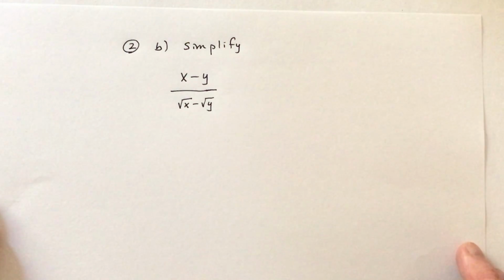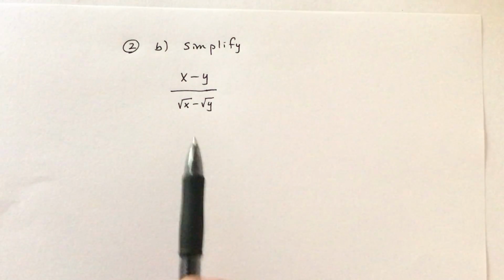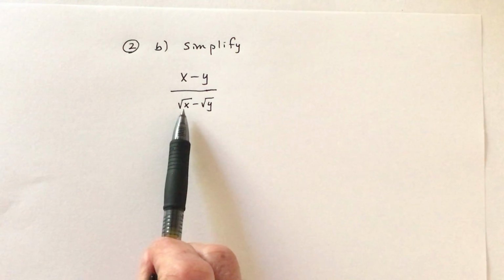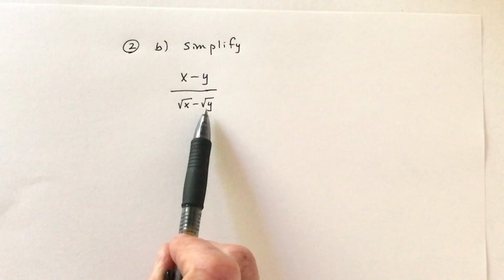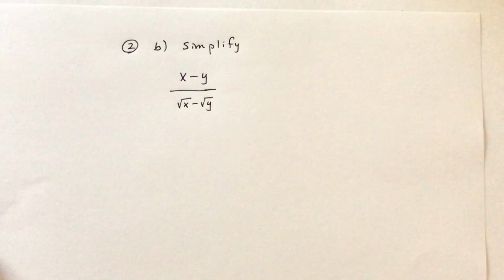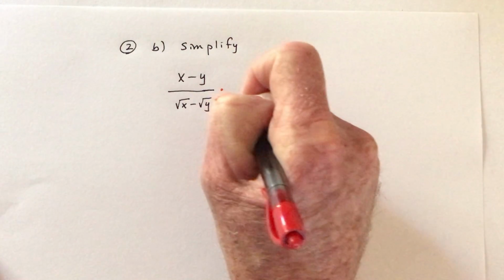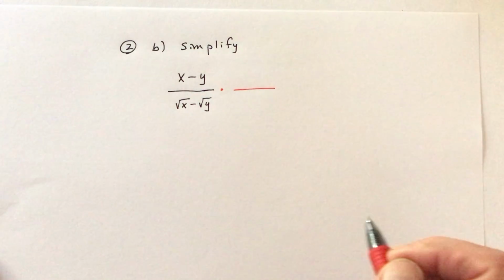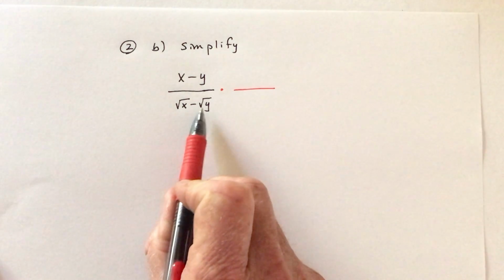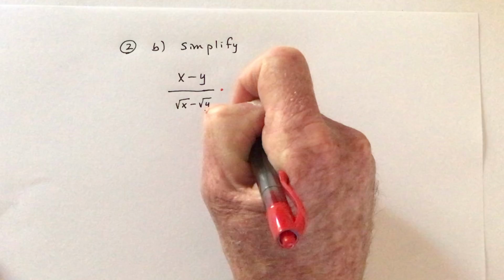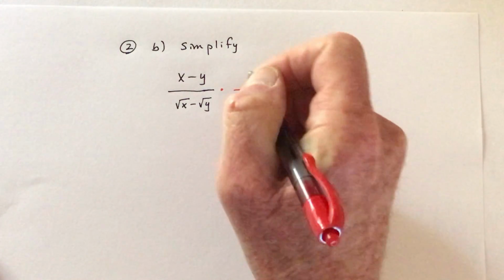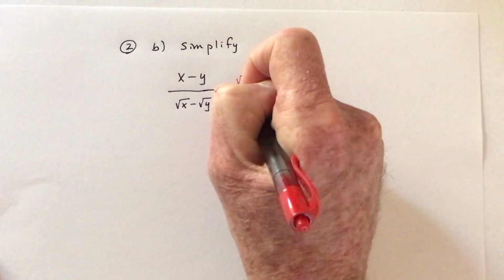So simplify this. The reason I'm going to use the conjugate is because it gets rid of radicals. And if you look at this, if you could just erase the radicals, it would say x minus y divided by x minus y, that just equals 1. Well, it's not quite as simple as that, but it's sort of like that, as long as you use the conjugate. So the conjugate will be the square root of x plus the square root of y. So you just change the sign in between. So multiply the bottom by square root of x plus the square root of y. And whatever you do to the bottom, also multiply on the top.